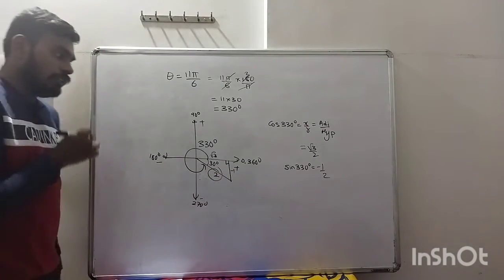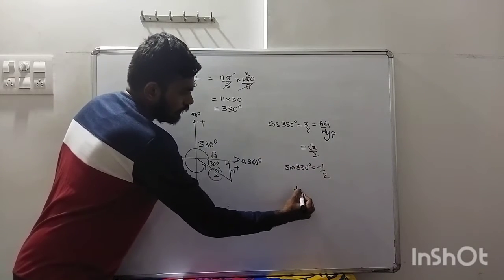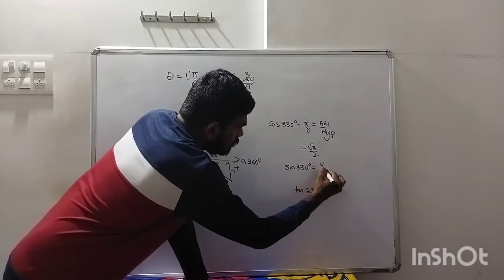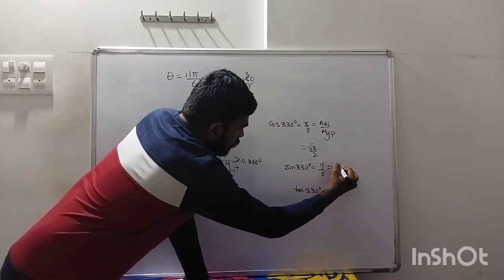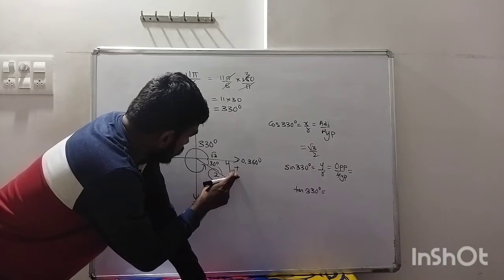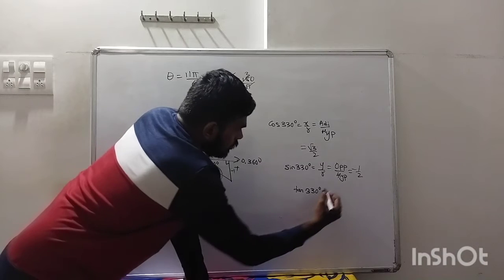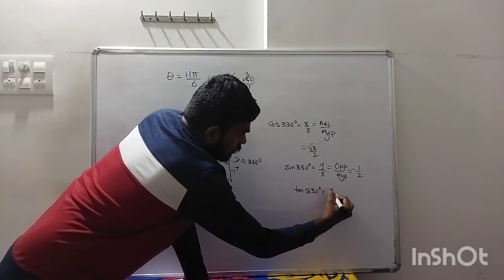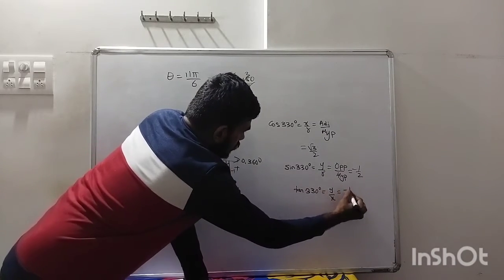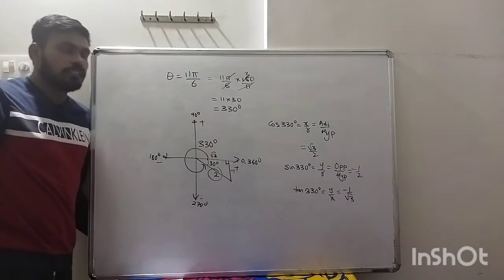Tan 330 degree will be what? Tan is sin upon cos. Understood, no? Sin is y upon r, or opposite upon hypotenuse, and opposite is minus 1, hypotenuse is 2. So minus 1 upon 2. And tan 330 degree is what? Y upon x, okay. What is y here? Minus 1, x is what? Root 3. Correct? We get this. And reciprocals also we can find, cosec, sec, cot.